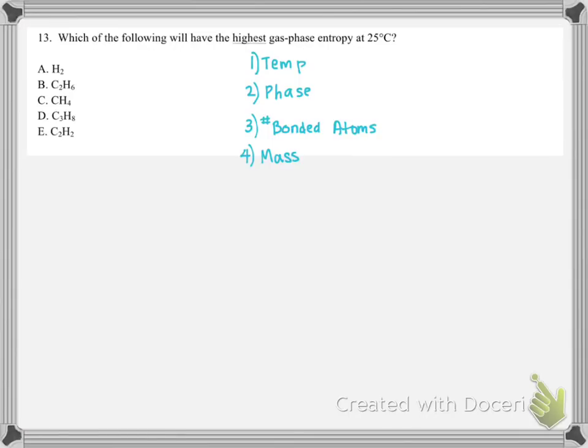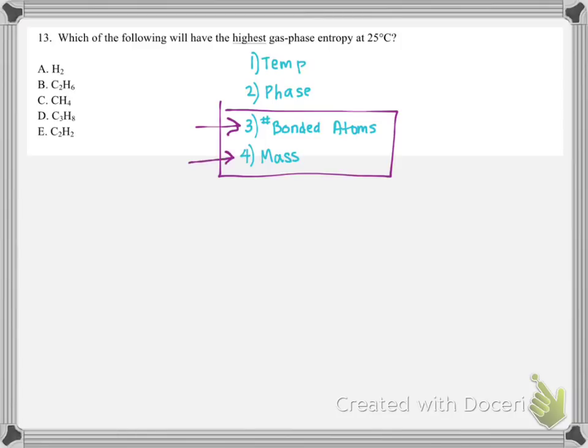Up next, we're evaluating absolute entropy. So here's kind of the laundry list of things that we look at when we evaluate what molecules have the most entropy. Since we're looking at the highest gas phase entropy at 25 degrees Celsius, that means the temperature and the phase are both the same. So we're just using these 2 criteria. So the first thing we look at is how complex is the molecule. The more atoms that are bonded together, generally speaking, the greatest absolute entropy there is. Then after that, if there is a tie, we'll look at mass.